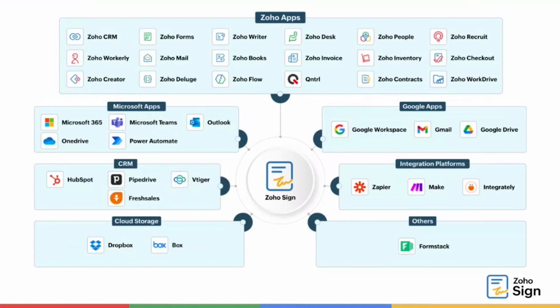In terms of integrations, as they play a very crucial role in every organization, Zoho Sign integrates with Zoho applications like Zoho Books, Invoice, CRM, Writer, Forms, Contracts, and much, much more. We also integrate with other popular apps like Dropbox, Google Drive, OneDrive, Microsoft Teams, Outlook, HubSpot, Pipedrive, Fresh Sales, and other popular applications. In fact, once you have set up Zoho Sign's integration with these applications, you can initiate Sign workflows right from the interface of these integrated applications.